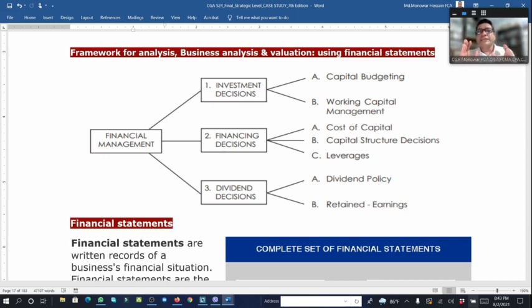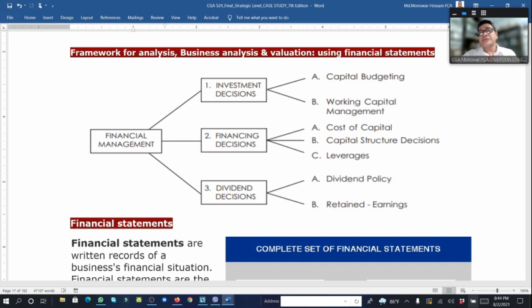So what is the investment decision? In the investment decision we will be able to calculate capital budgeting, and different types of techniques we are using in our capital budgeting: NPV, IRR, PI, etc. And working capital management is also an investment decision. Here capital budgeting is for the long term, and working capital management is for the short term, within 1 year, and capital budgeting is more than 1 year. So these techniques help the investment decision.